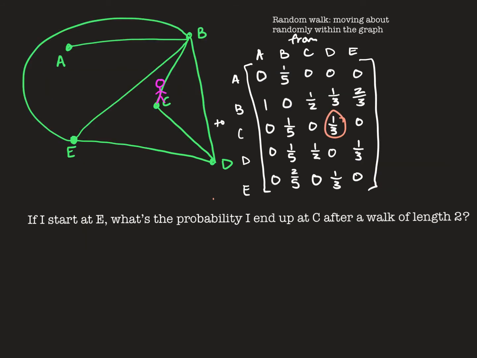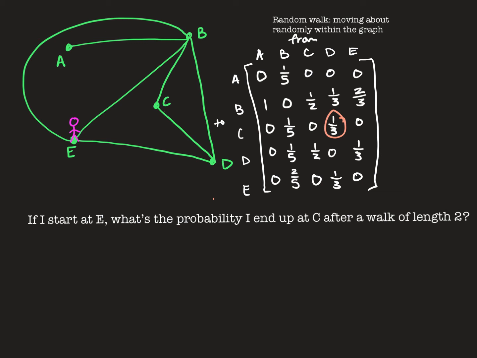Okay. So there are other questions we could ask now. For example, if I start at E, so I just happen to be over here, what is the probability I end up at C after a walk of length 2? Now, this is certainly a possibility. I could go over there. I could go that way. I could do that.